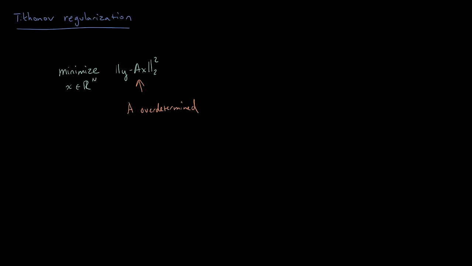Now, another optimization problem that actually gave rise to the same solution was to say, let's minimize over all x in R^n the L2 norm of x squared subject to y equals Ax. So this is when A is underdetermined, and there are many possible x that we could pick from, and we want to pick the one that has smallest norm.